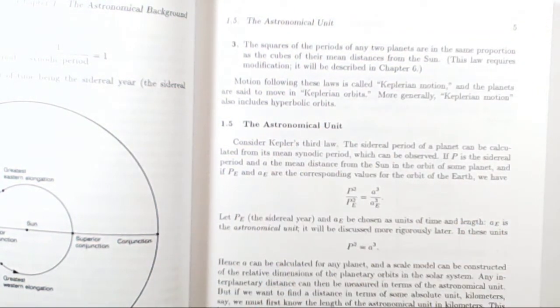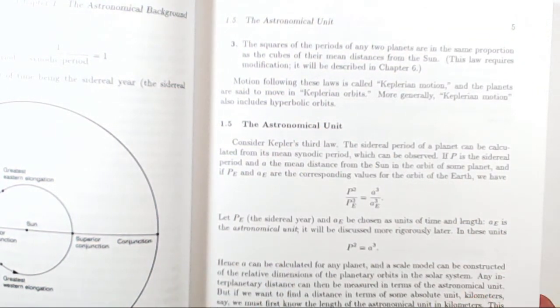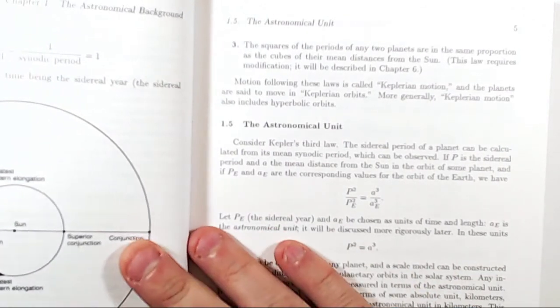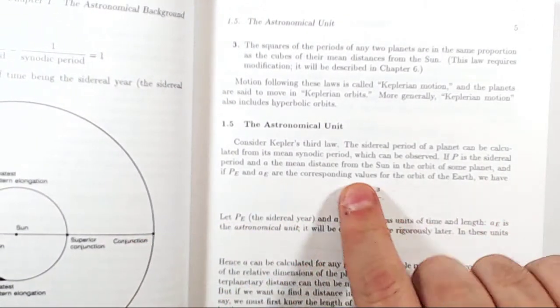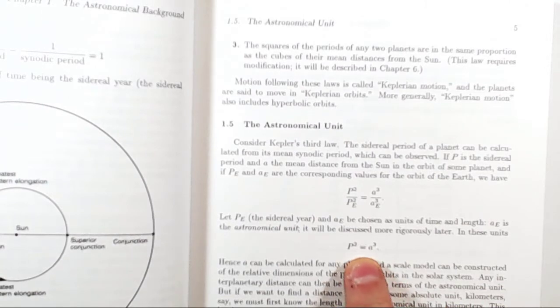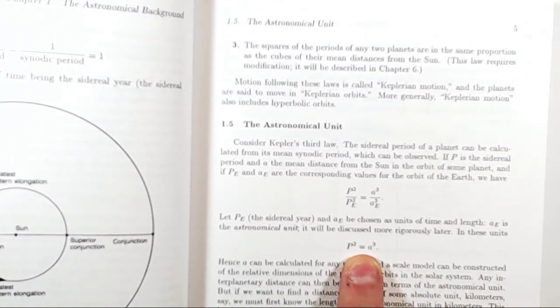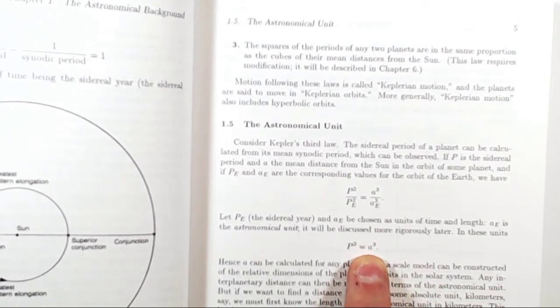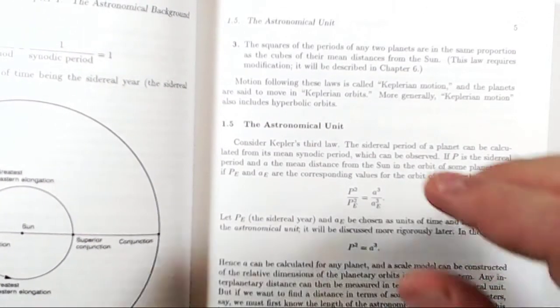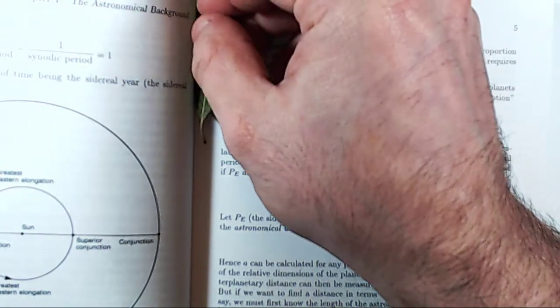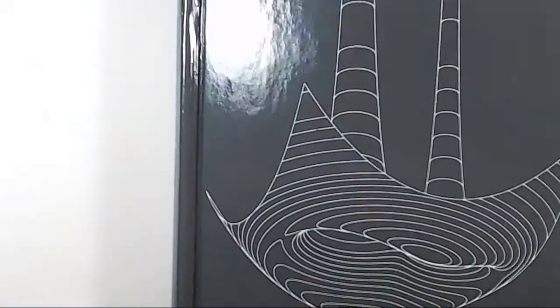Well, if you're like me, you have absolutely no idea what that means. But let's take a formula that's given right here. It says p squared equals a cubed. All right, let's use that and see if we can't compute the orbital periods of the planets in our solar system.